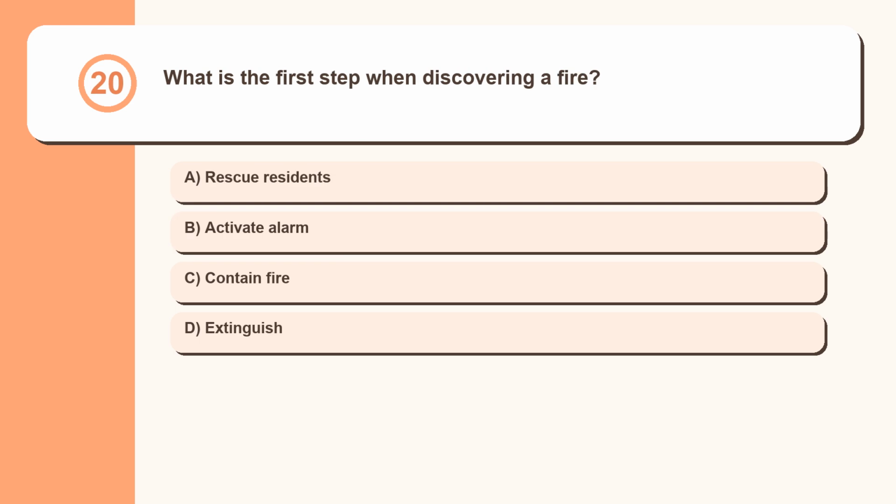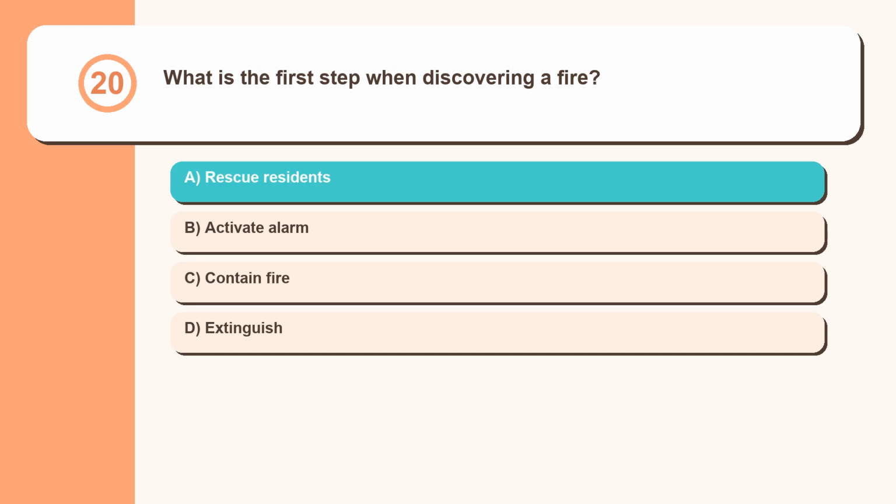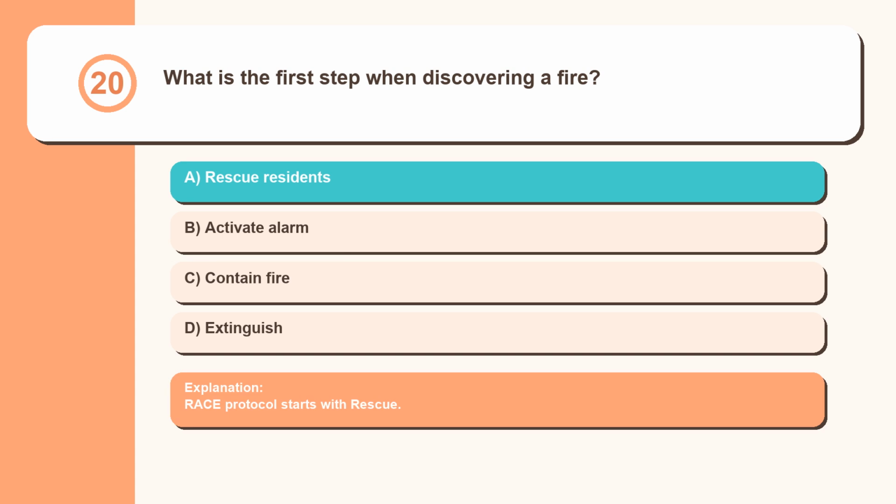Question 20. What is the first step when discovering a fire? Rescue residents. Activate alarm. Contain fire. Extinguish. RACE protocol starts with rescue.